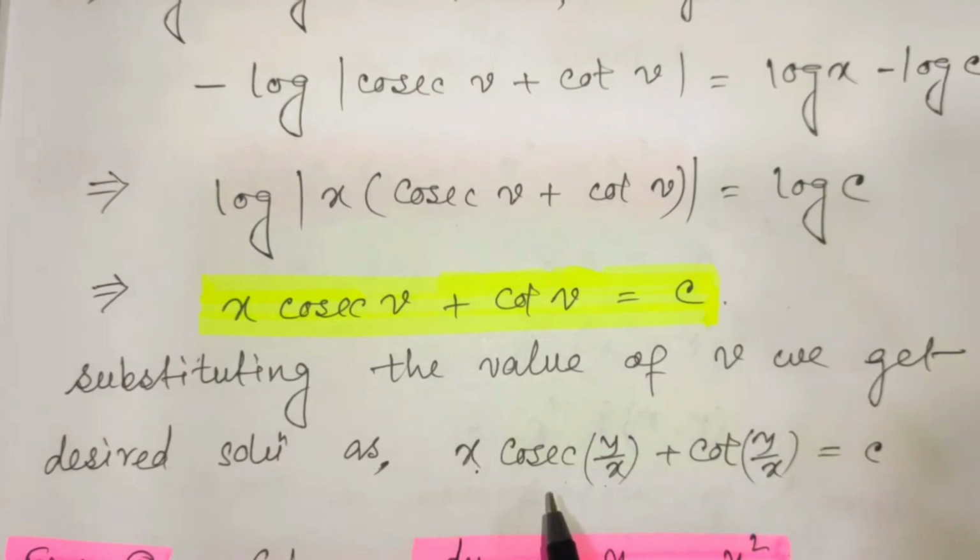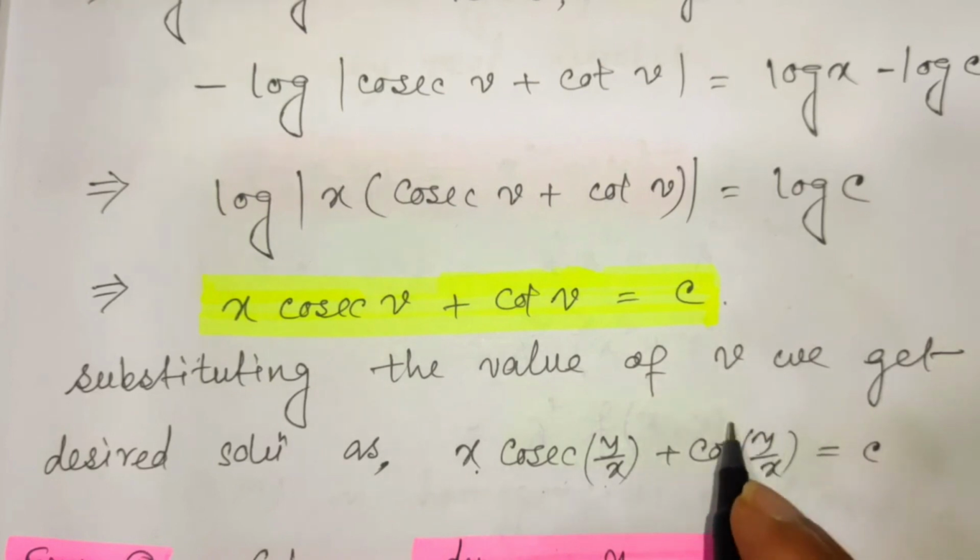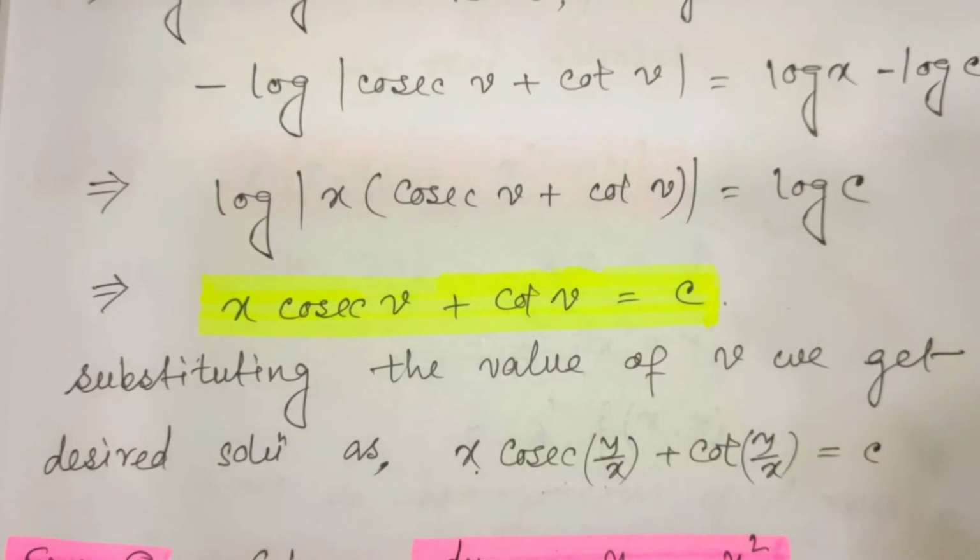You may simplify this further by converting cosec and cot into sin and cos, as 1 by sin and cos by sin, and after simplifying you may get the answer in terms of sin and cos also.